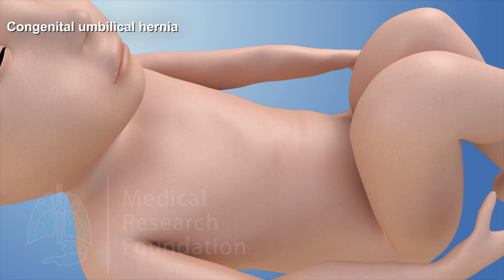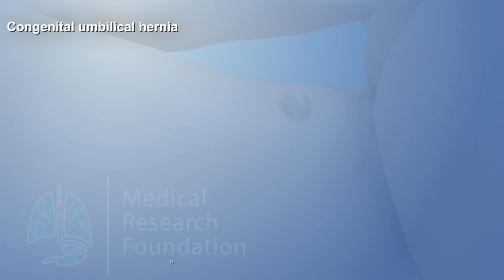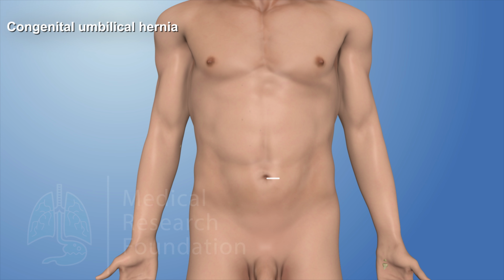Congenital umbilical hernia. In this condition, the intestine protrudes through the umbilicus due to weakness of umbilical scar. Hence, it is covered by the peritoneum. The umbilicus is therefore considered as the hotbed of embryology by clinicians.